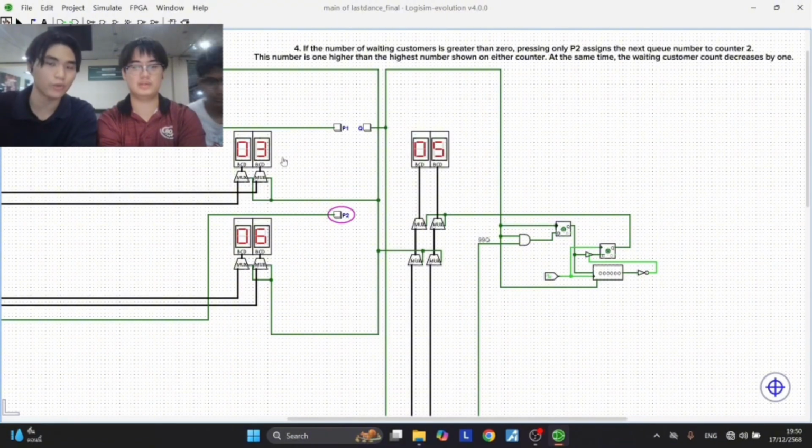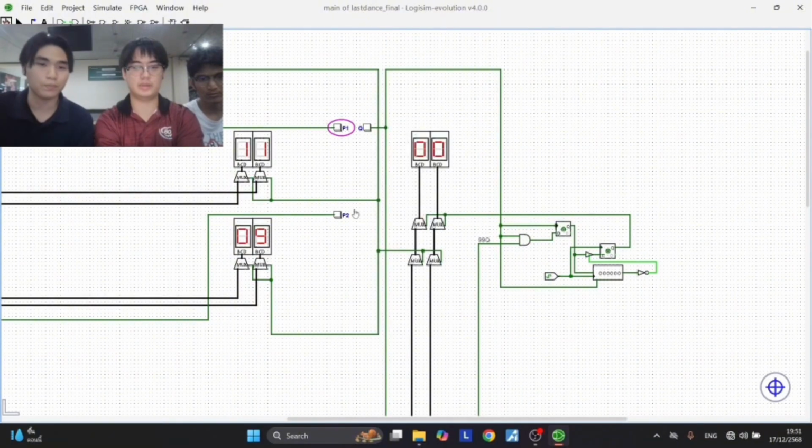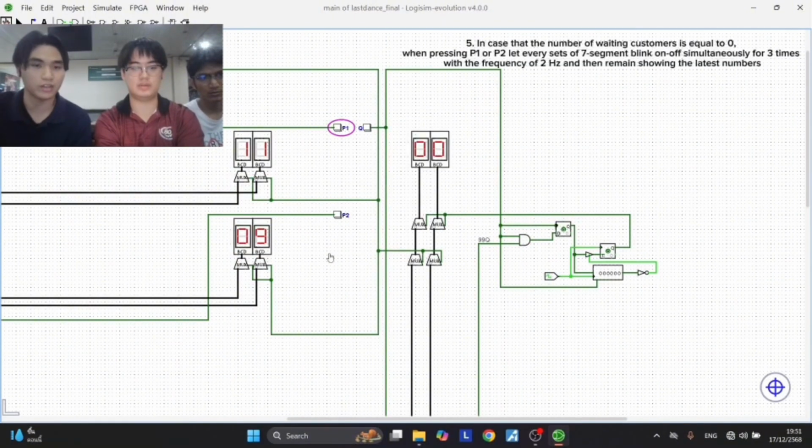the 7 segments of every set have to blink 3 times at 2 Hz frequency. I'm going to show you. It's correct, because the 7 segments of every set blink 3 times at 2 Hz frequency, and P1 and P2 remain the same value. The next condition is when P1 or P2 reaches 99.